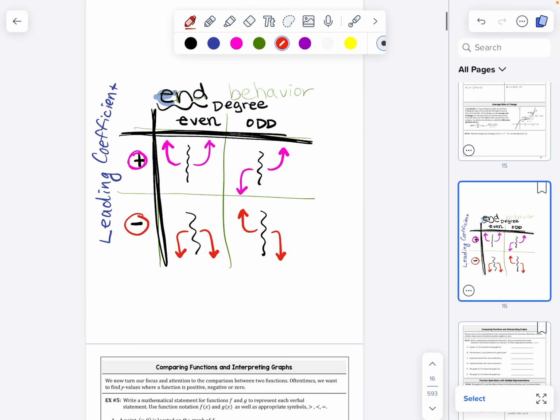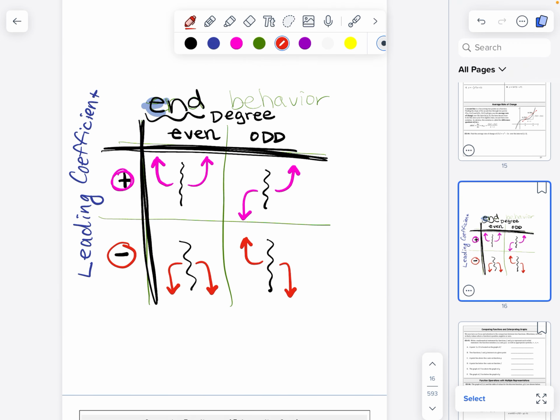So how do I say what is happening here? For even positive functions, as x approaches negative infinity, f of x is going upwards to positive infinity. As x goes to the right to positive infinity, y is going upwards to positive infinity as well. Here, as x goes to the left towards negative infinity, y is going down to negative infinity, and so on. So how do we state this? So we say in limit notation, here's how to say it.